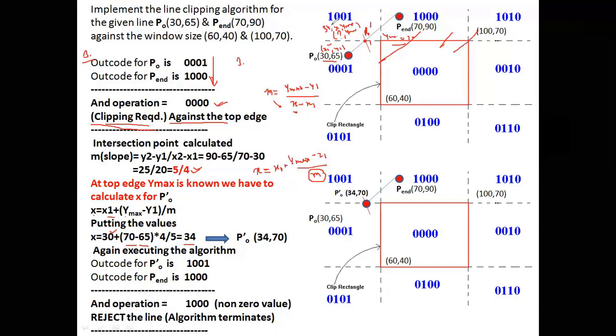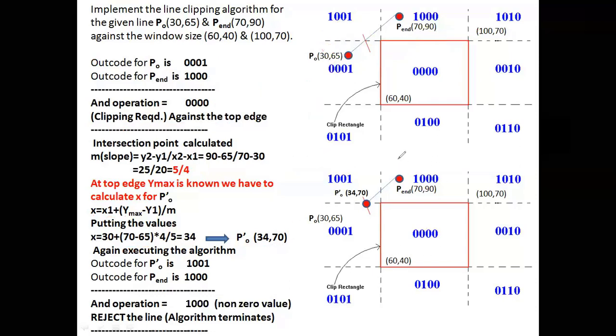And what is the y value? That is 70. So p naught dash has become 3470. Okay, so let's clear the drawing. All right, now we have got p naught, this point, and this part will be discarded because we have calculated this intersection point, meaning this part is lying outside the visible region. So you are left with p naught dash 3470 and p end is 100.